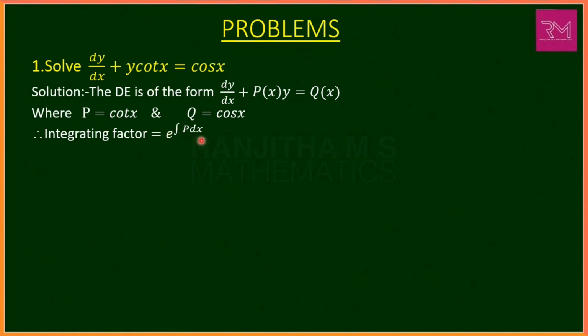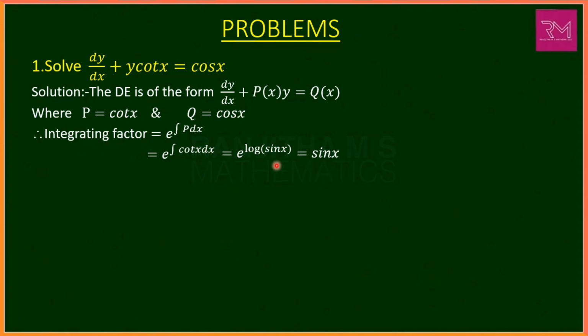Next, substituting the P value, we get the integrating factor equal to e raised to the integral of cot x dx. We know that the integral of cot x dx is log of sin x. Therefore, we substitute: e raised to log of sin x. Here the exponential and log cancel, and the remaining term is sin x. Therefore, we get the integrating factor as sin x.